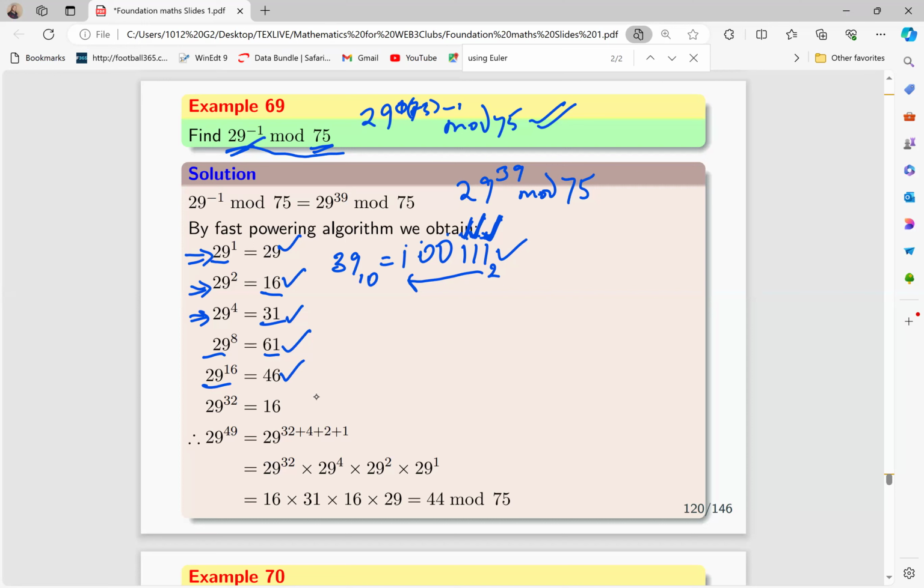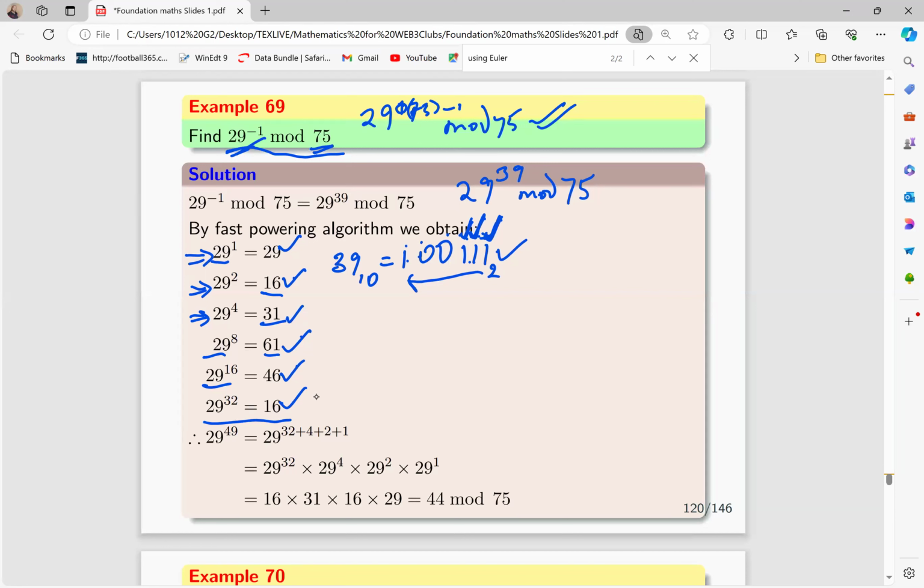Now square that 46. You get 2,116 divided by 75. Goes there 28 times. The remainder is 16. How many times are we going to do? We're going to do 1, 2, 3, 4, 5, 6 times. How many have we done? 1, 2, 3, 4, 5, 6 times.